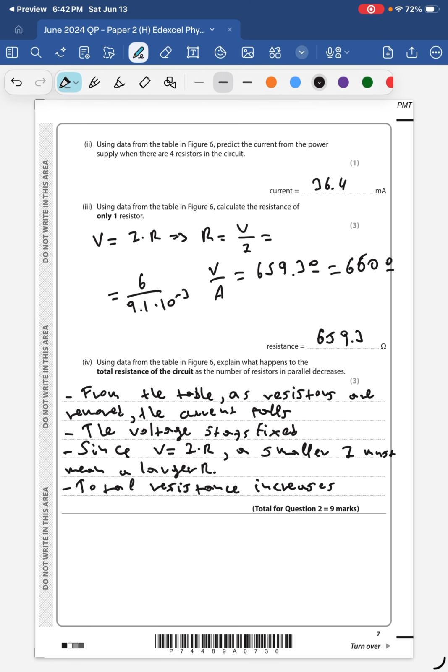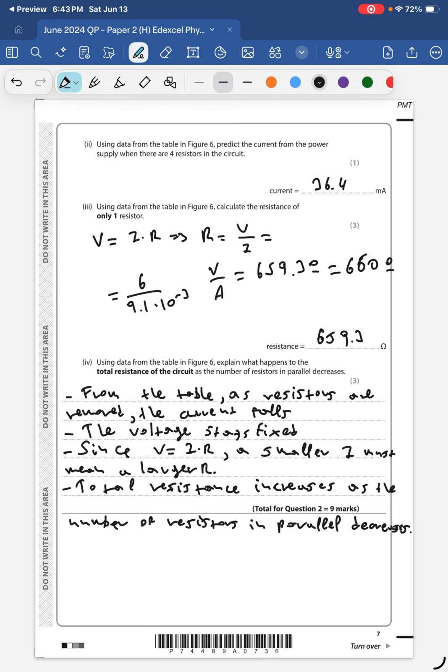as the number of resistors in parallel decreases. So yeah, this is a complete answer, I think.